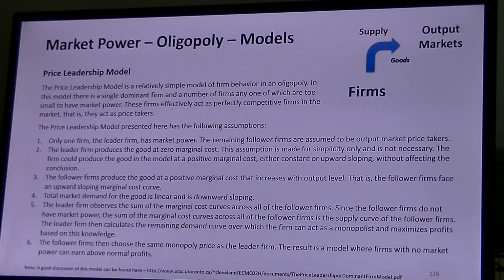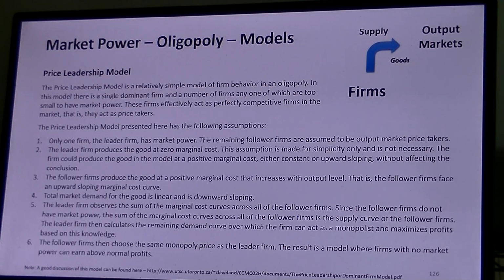So then, since it knows how the other firms will react, firm one calculates the remaining demand curve over which the firm can act as a monopolist and maximizes its profits based on this knowledge. And so then in this game, the follower firms choose the same monopoly price as the leader firm, since they're price takers. And this model will produce a result.